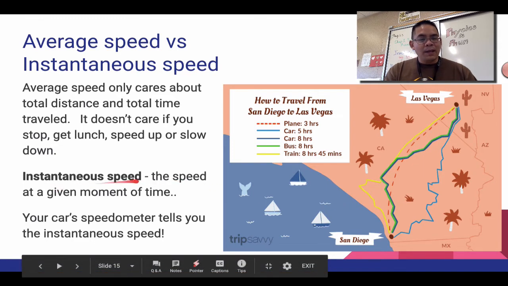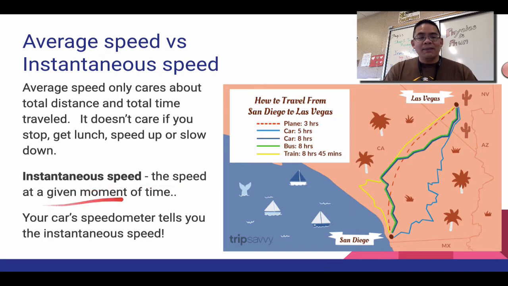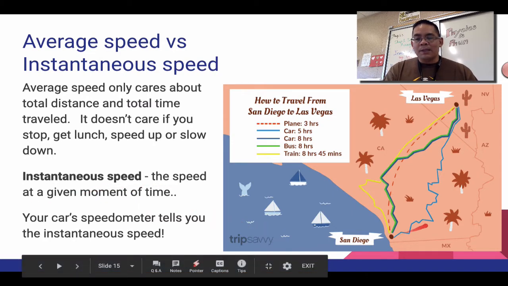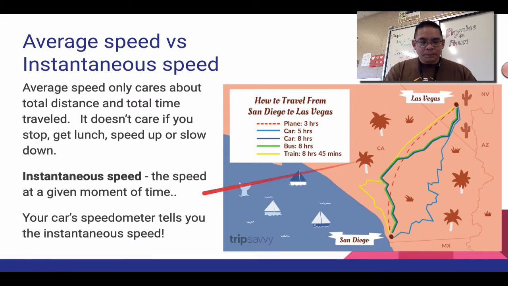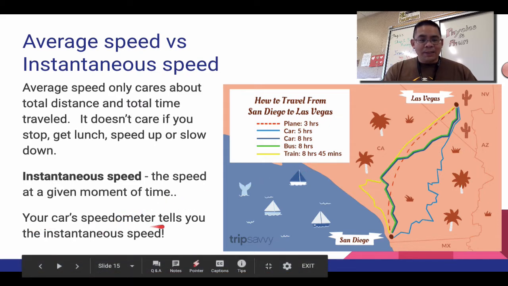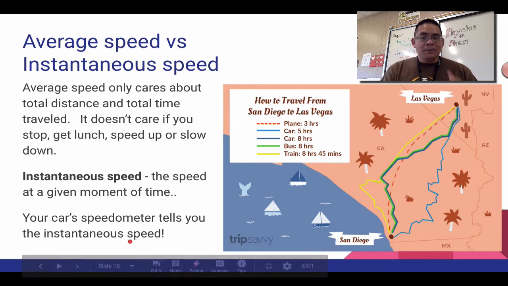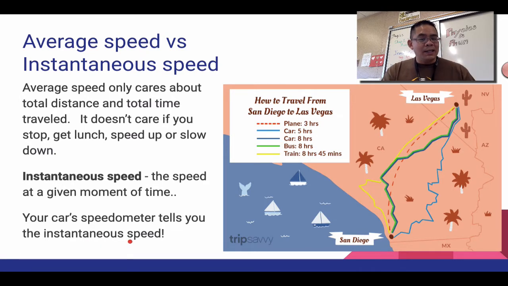However, along the way, you deal with instantaneous speed, which is the speed at any given moment. You might be stopped over here in this corner, you might be driving really fast on the straight portion, you might even be driving really fast on this yellow portion right here. And the car's speedometer really tells you instantaneous speed. So make sure you understand the difference between instantaneous versus average speed.